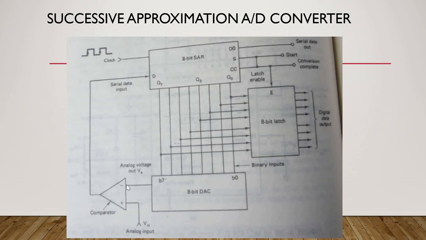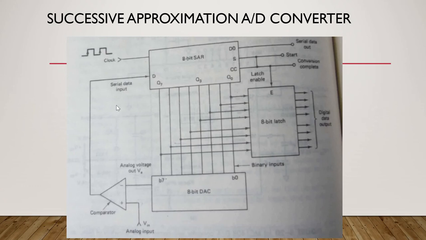that is mentioned here as analog voltage out VA, which is applied as the inverting input for the comparator, and to this comparator we are providing one more input, that is your actual analog input Vin. How this analog input is converted to digital, we are going to see here. The actual analog input is fed to the non-inverting terminal of the comparator. The comparator compares these two and provides the output. That output is fed as the input to your 8-bit SAR.